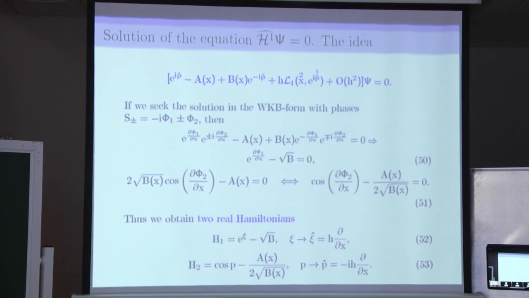What about the second equation with the operator H1? The symbol is the following, and it is similar to the classical situation for classical orthogonal polynomials. So we can divide our complex Hamiltonian into two real ones.